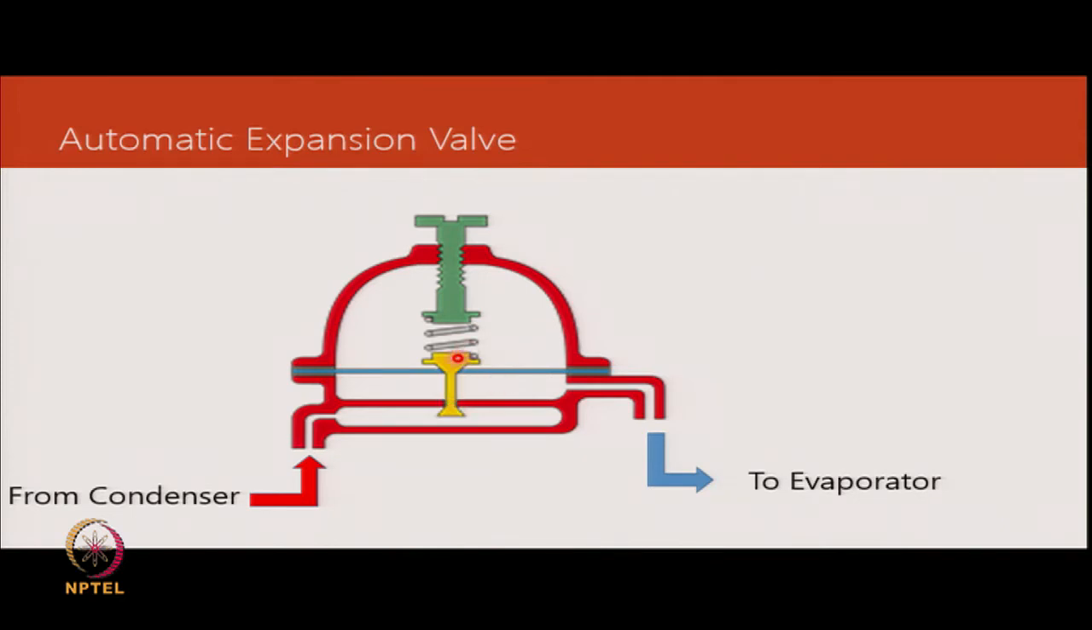So, if the spring force is constant and the pressure from the evaporator goes low, what is likely to happen is that there will be movement downward. So, the conical section that you see here will have a larger opening, so a wider flow happening. So, when the pressure goes lower, there is more refrigerant flowing in, so the pressure will rise.